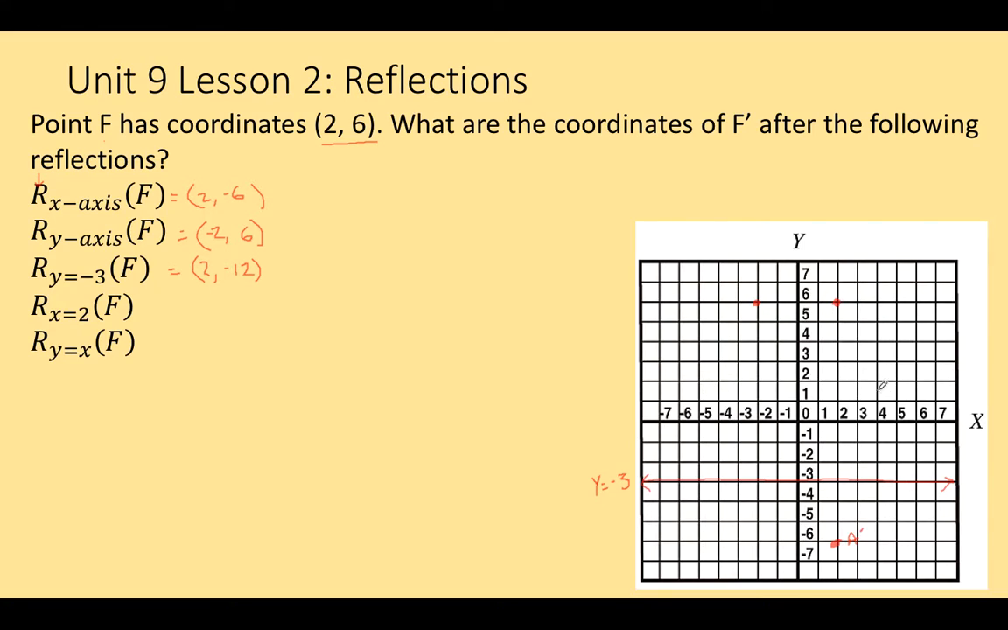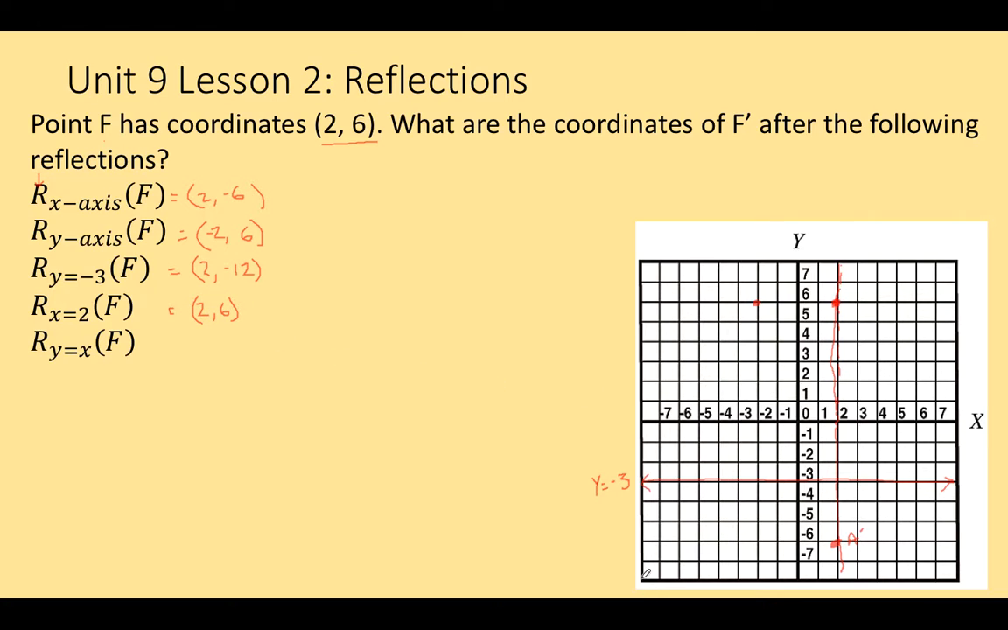Next one, the line x equals 2. And so this time we're going to go through the x-axis at 2. So here's the x-axis, here's 2 on the x-axis, so we're going through the x-axis at 2. And, well, we're already on that line, and so we don't actually flip anywhere. We're just right back where we started.